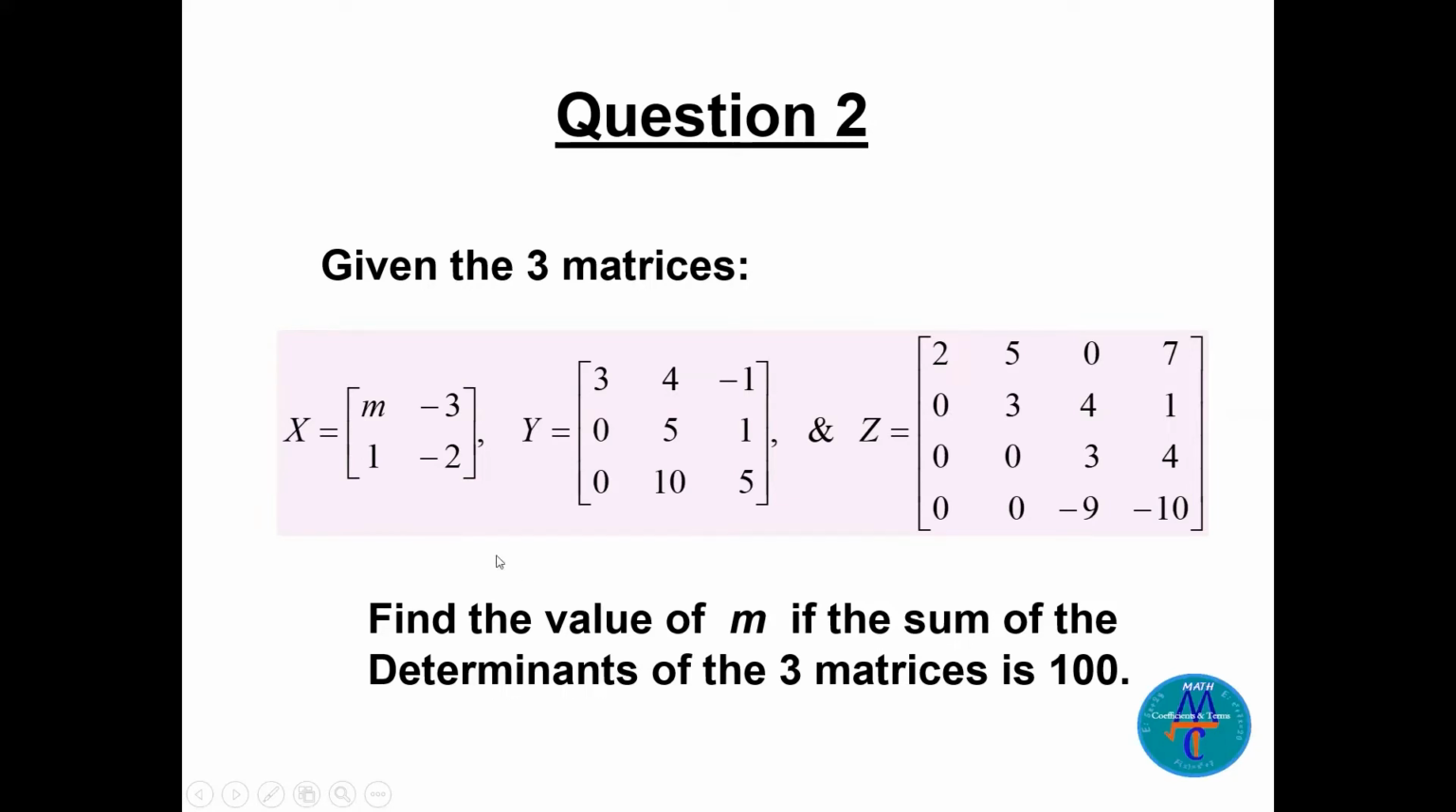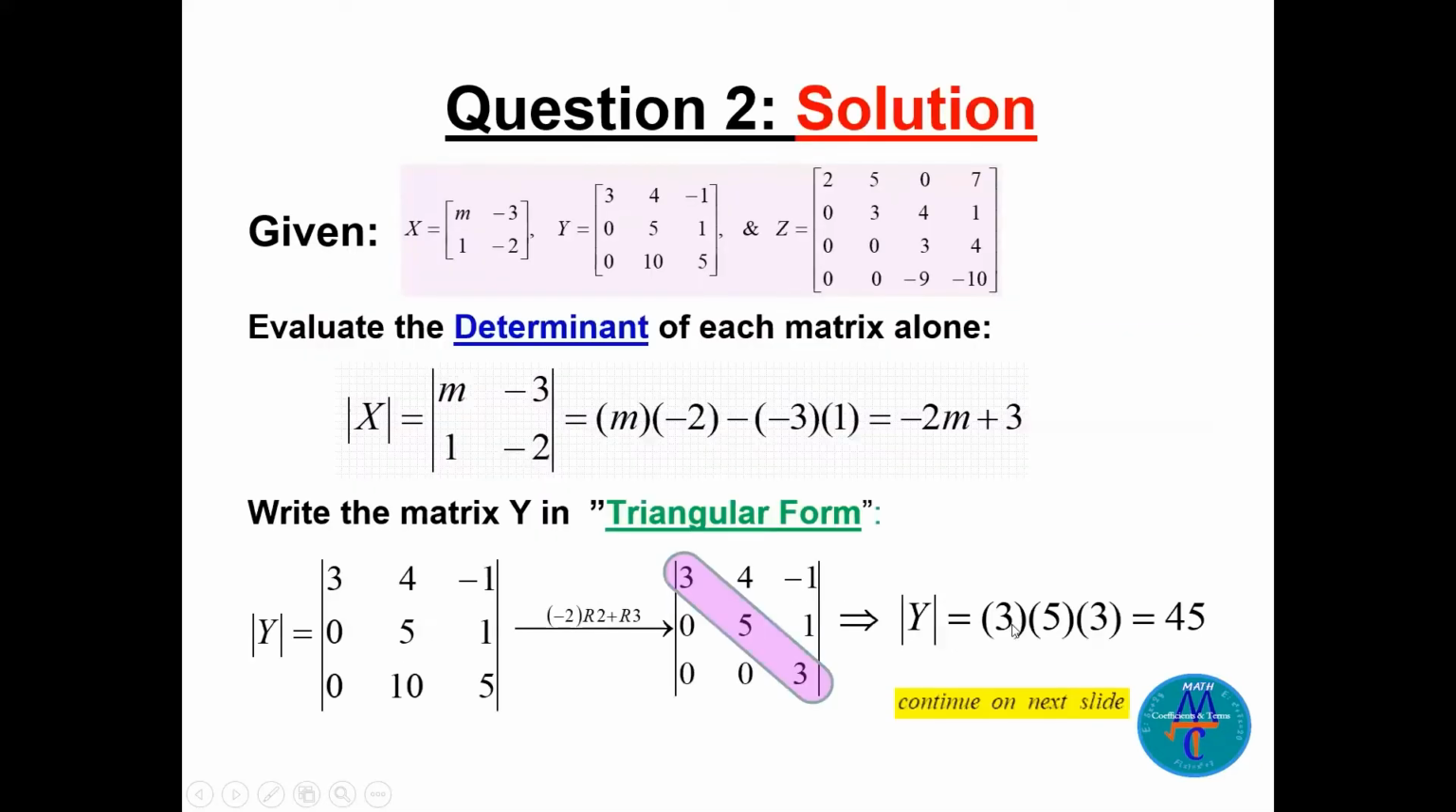So what do we have to find? M is what we need. The determinant of X plus the determinant of Y plus the determinant of Z is equal to 100. So for sure we have to find the determinant of each matrix alone. Determinant of X, this is 2 by 2, easy. M times minus 2, the main diagonal, minus 3 times the 1. So it will be minus 2m plus 3.